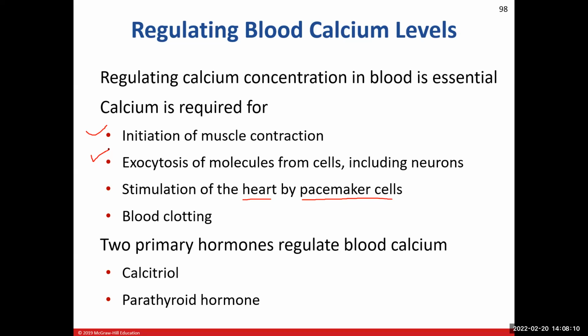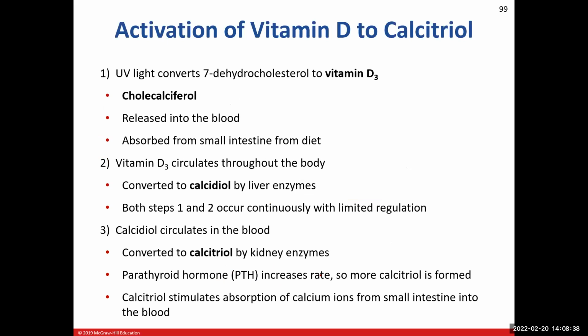So we have two hormones that are going to regulate our blood calcium. We have calcitriol, that is vitamin D. You got it. Vitamin D. Calcitriol is vitamin D, and then parathyroid hormone, also known as PTH. So just a quick review here. Where does vitamin D come from? Well, the sun helps to give us vitamin D through our skin.